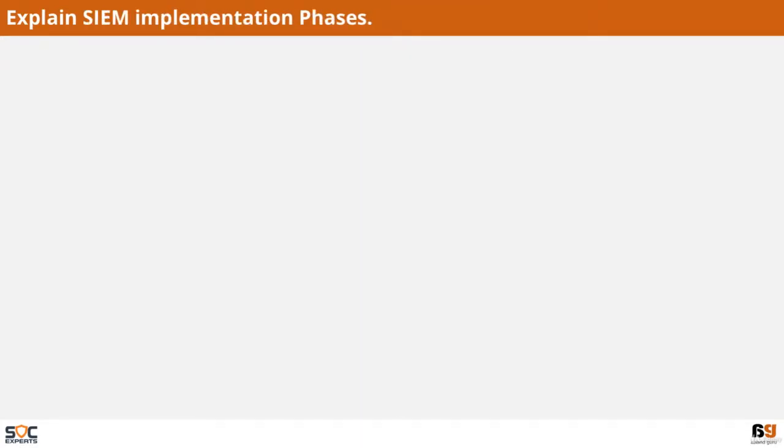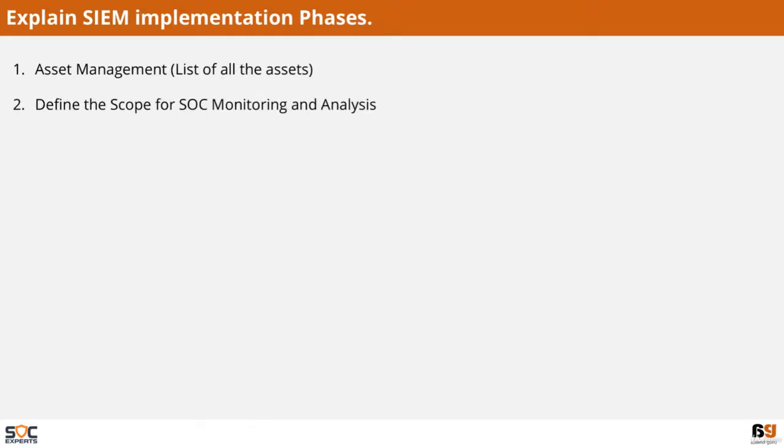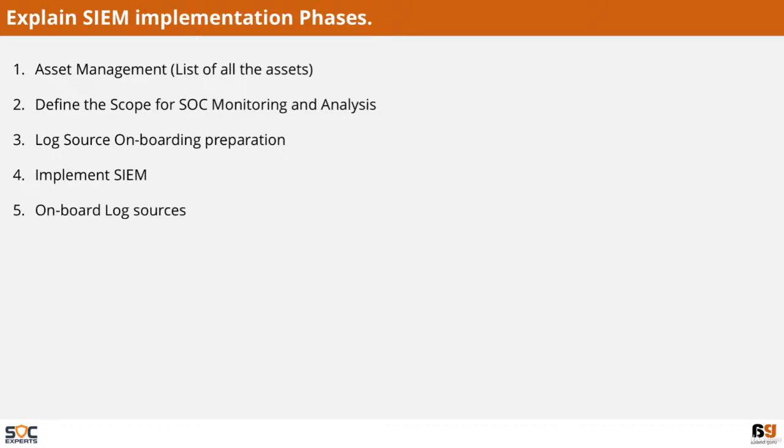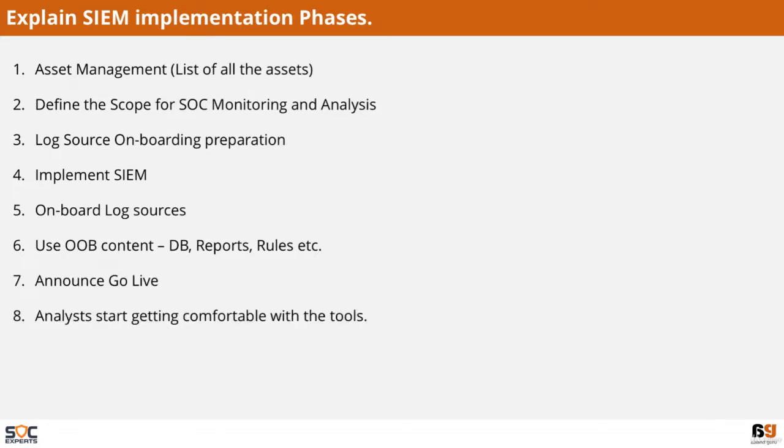Explain SIM implementation phases. The phases can be highlighted as, first thing is asset management. That means we need to make a list of all the assets. Define the scope for SOC monitoring and analysis. Log source onboarding preparation. That means create the necessary accounts, open the necessary ports. Implement SIM. Onboard log sources. Use out of the box content like dashboards, reports, and rules. Announce go live. And during this, analysts will start getting comfortable with the tool. And finally, we can start customizing the SIM solution as per our requirement.